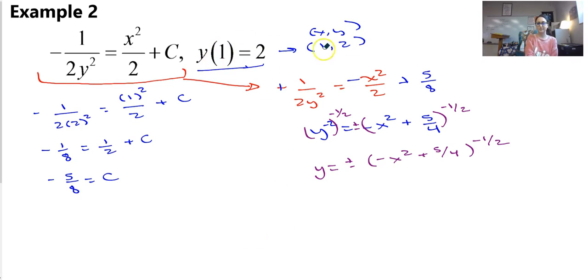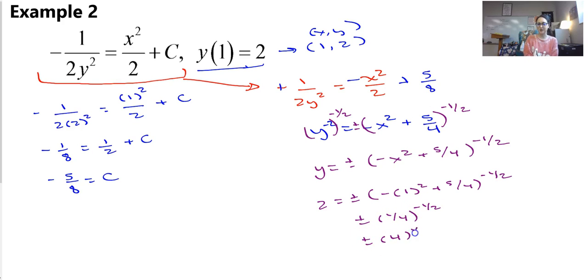So if I plug in 1 for x, 2 for y, I get 2 equals plus or minus -1 squared plus 5/4, all to the -1/2. Well, the inside becomes just 1/4. A negative exponent means to do what? Means to flip it. So this is the same as 4 to the positive 1/2. And the 4 to the positive 1/2 is what? Is 2. You're taking the square root of 4.